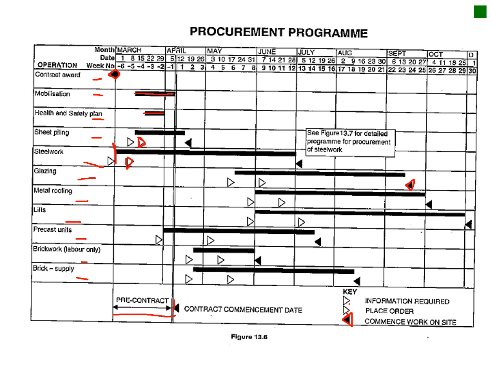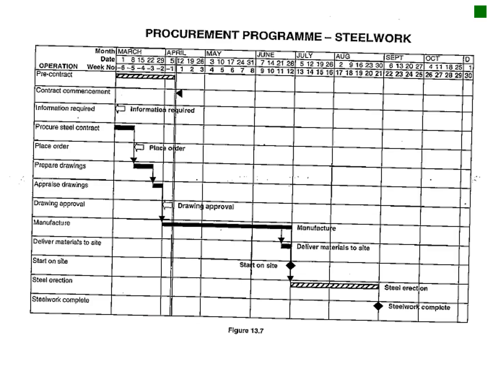So for instance, let's look at steel work. Information required might be your bending schedule or your design, and then it has to be ordered by this date, so that you can actually have most of your steel here so that they can start erecting the steel also. Okay, so that's explained a little bit more in the next slide. So procurement of your steel, here you've got your pre-contract, your contract commencement, information required. That's now your designs, procurement contract.